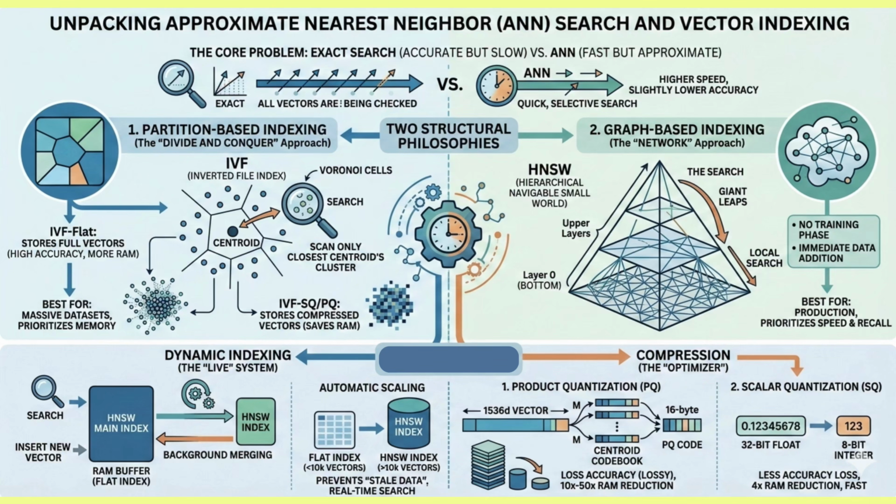So let's talk about compression. Compression is an optional layer applied to either of the above types to reduce the RAM footprint. The most common method is PQ, which stands for product quantization. Product quantization is lossy compression. It reduces a high-dimensional vector into a tiny code.